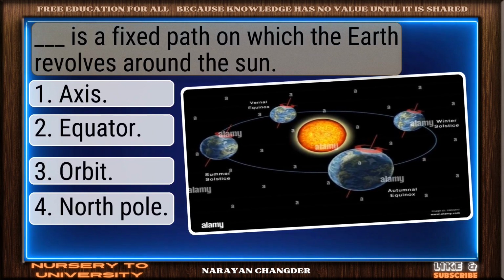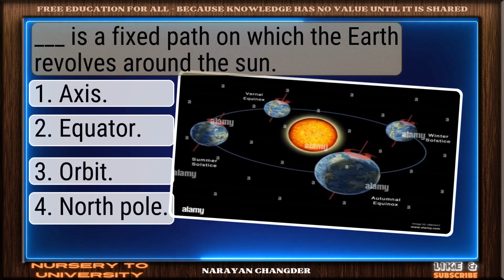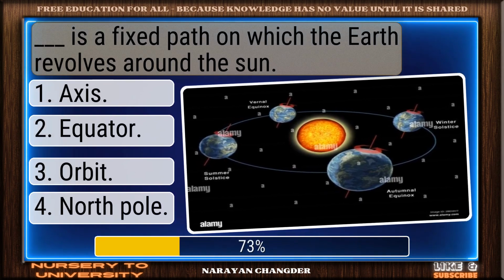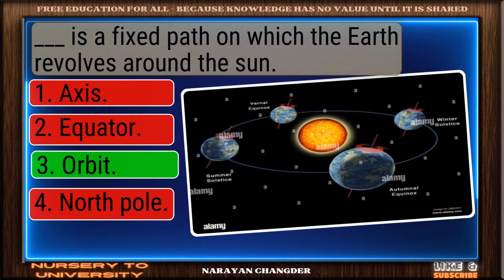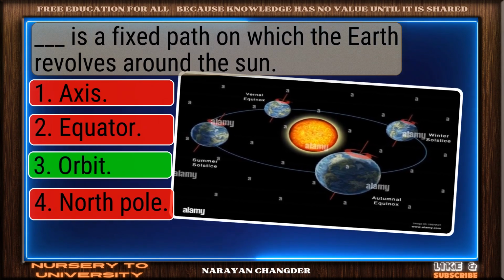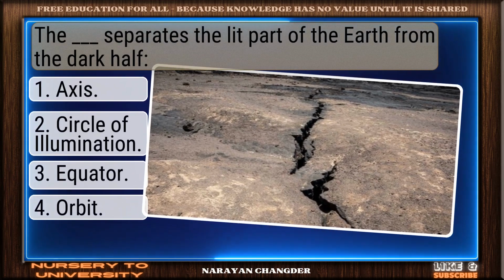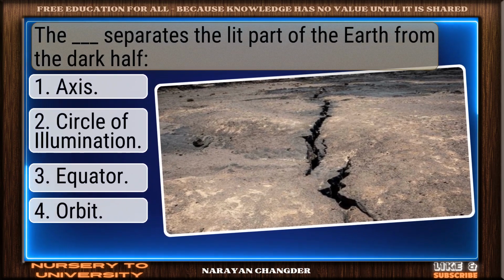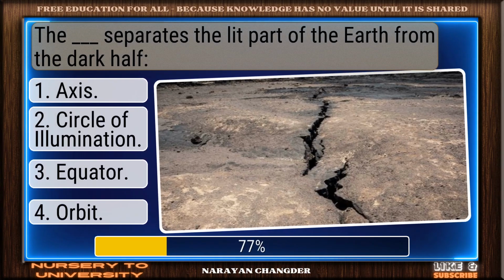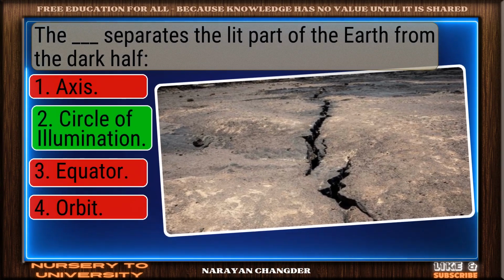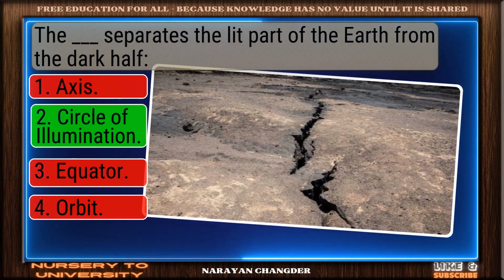___ is a fixed path on which the Earth revolves around the Sun. Solid response. Orbit is a valid choice. The ___ separates the lit part of the Earth from the dark half. Excellent. Circle of illumination is a brilliant choice.